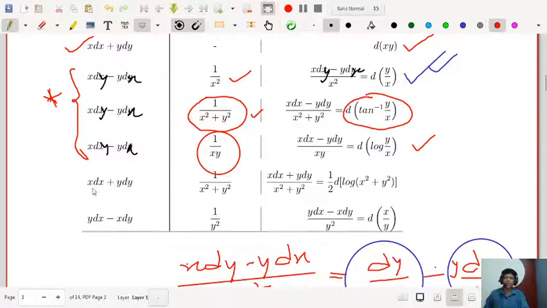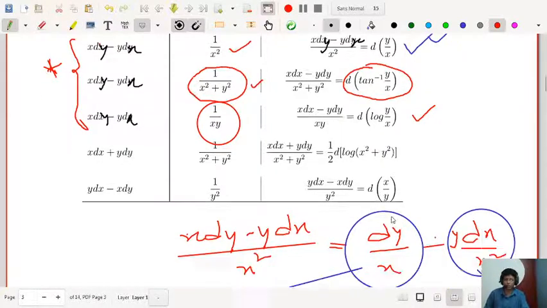And if you have x dx plus y dy, you can take 1 by x square plus y square as the integrating factor, and that will give you d of this. That depends on the equation, what type of differential equation you have and what type of integrating factor you require. So let me show you some examples of how to apply the integrating factor. It depends on the nature of the equation.